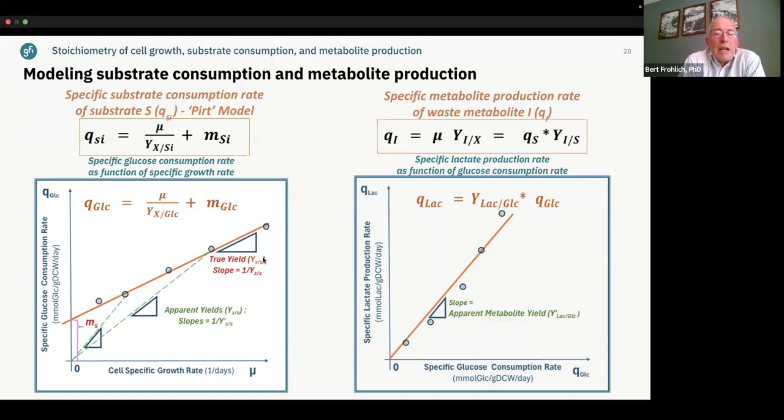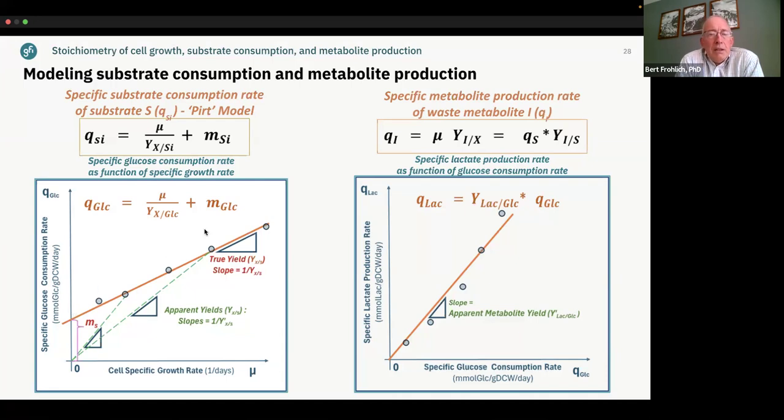That would be, for instance, grams dry cell weight per gram of glucose consumed. And the y-intercept of that would be the maintenance term. So if we can predict the consumption of the substrates, then we should also be able to predict the production of the metabolites or the inhibitors.